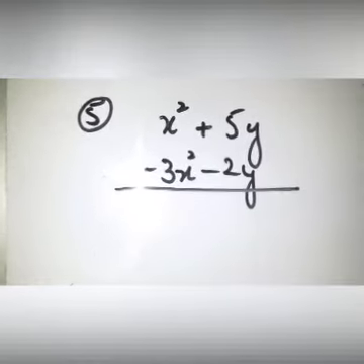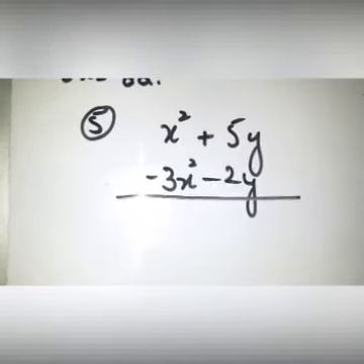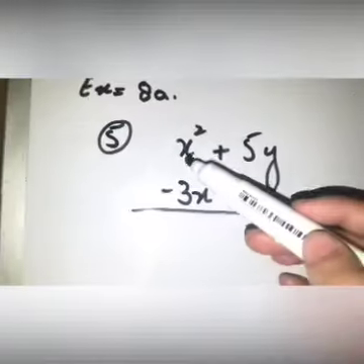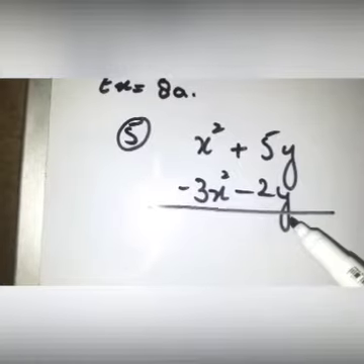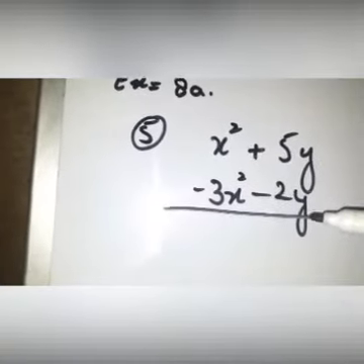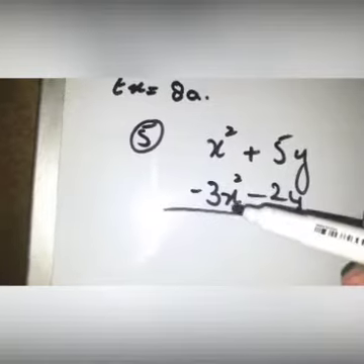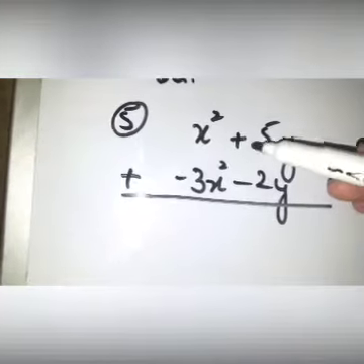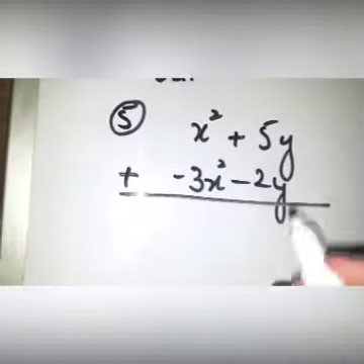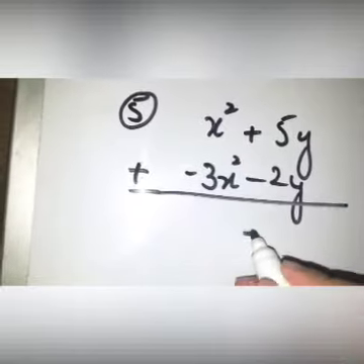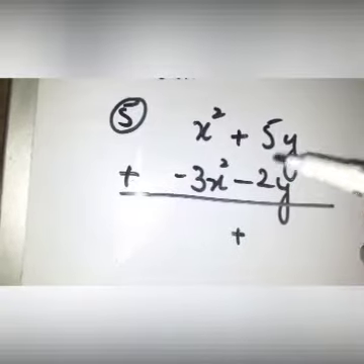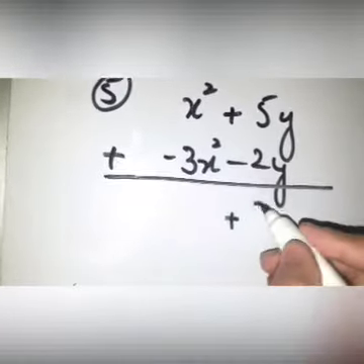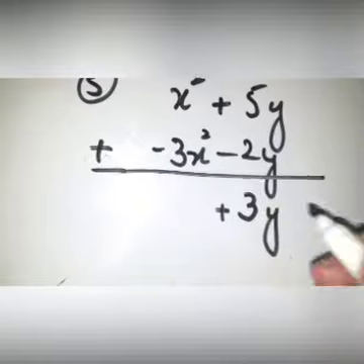Now this is question number 5, or part 5 of question 1. X square plus 5y minus 3x square minus 2y. You can see that the y value is under the y value and x value is under the x value. Now simply you will add them. Plus minus minus, and the greater value has the symbol of plus, so plus will come here but the action will be minus. Now subtract 2 from the 5, the answer will be 3y.